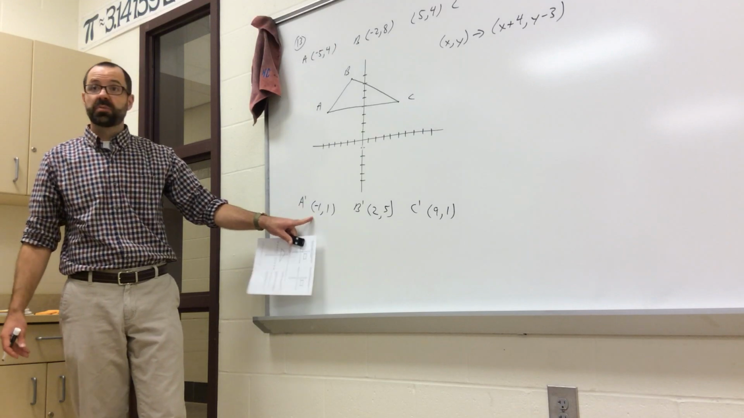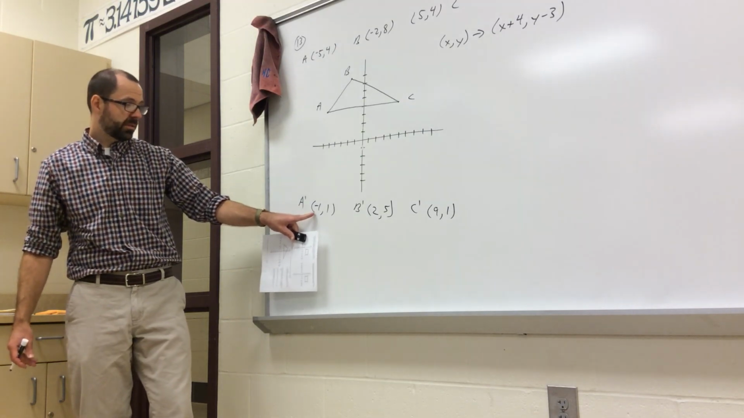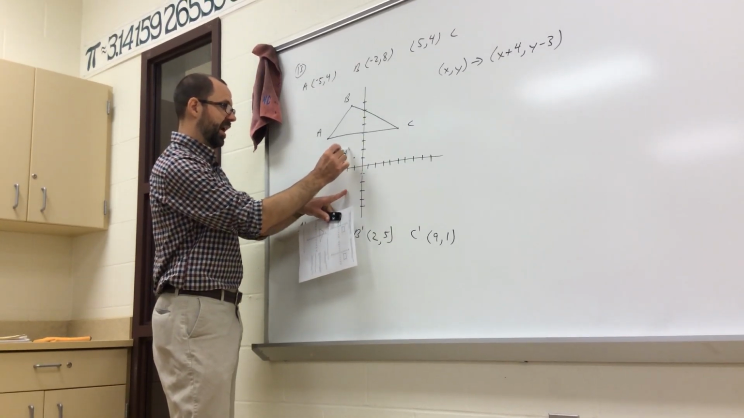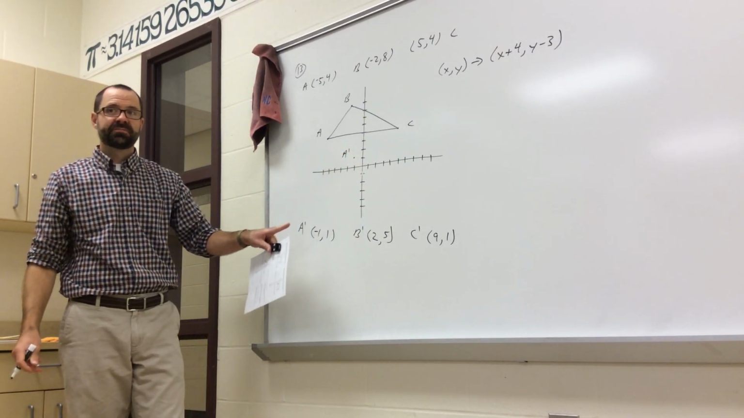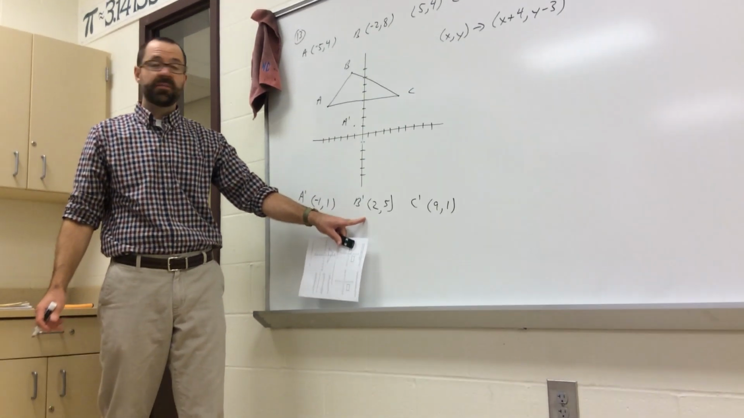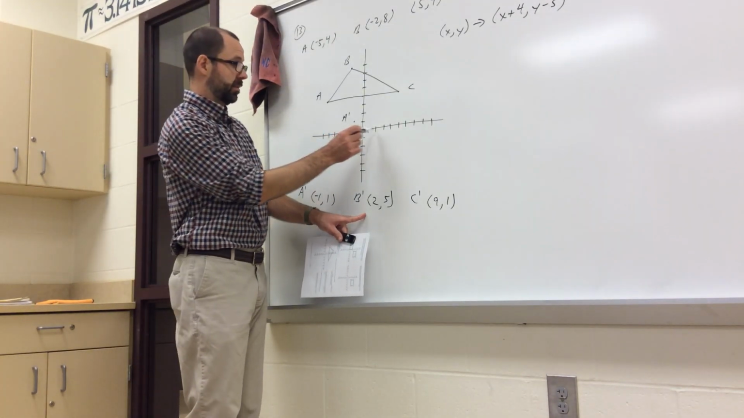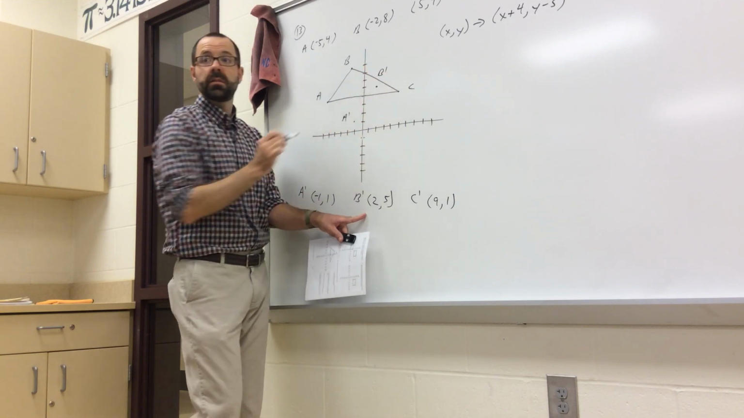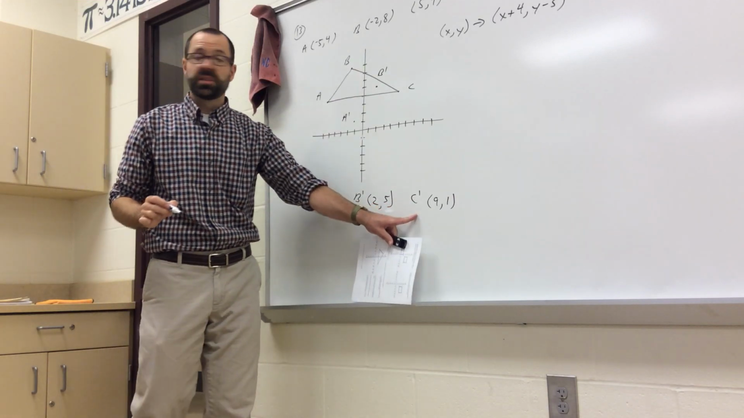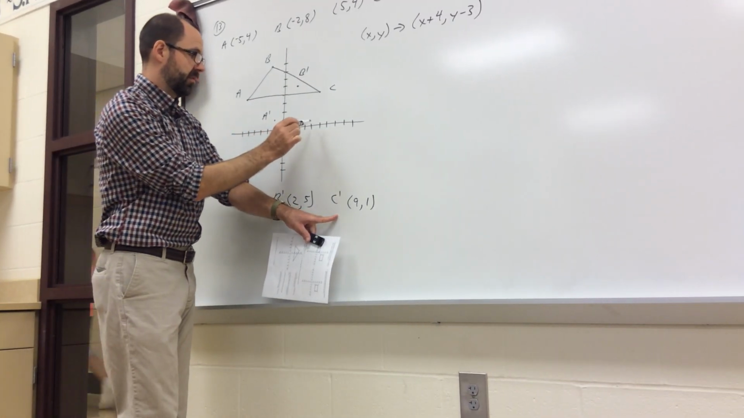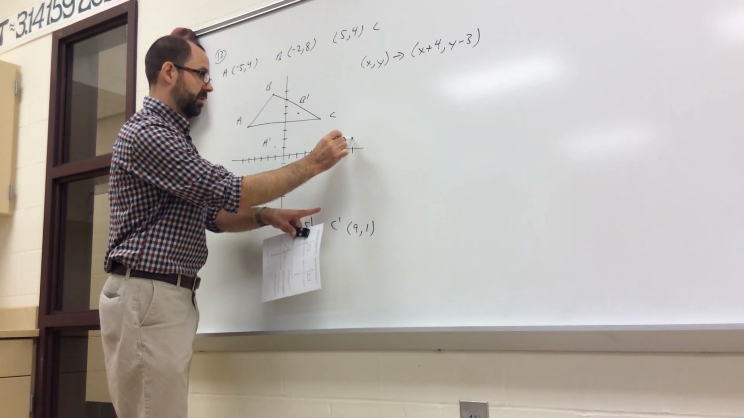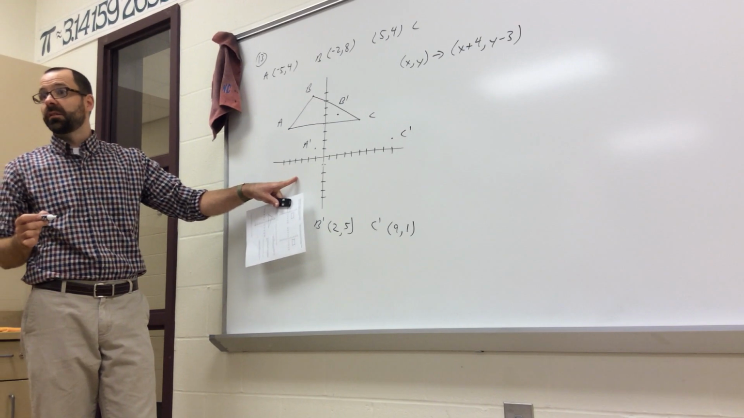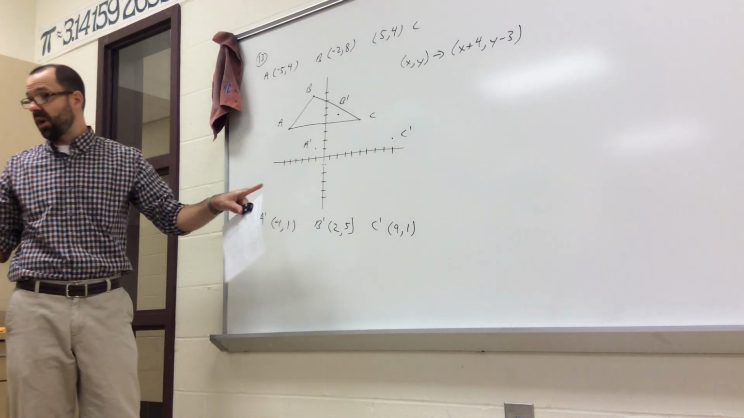So now we're going to plot those points. So that's negative 1, 1. So there's the new A. And then this one is 2, 5. So there's the new B. And then this one is 9, 1. So there's the new C. So then connect those and you get the new triangle.